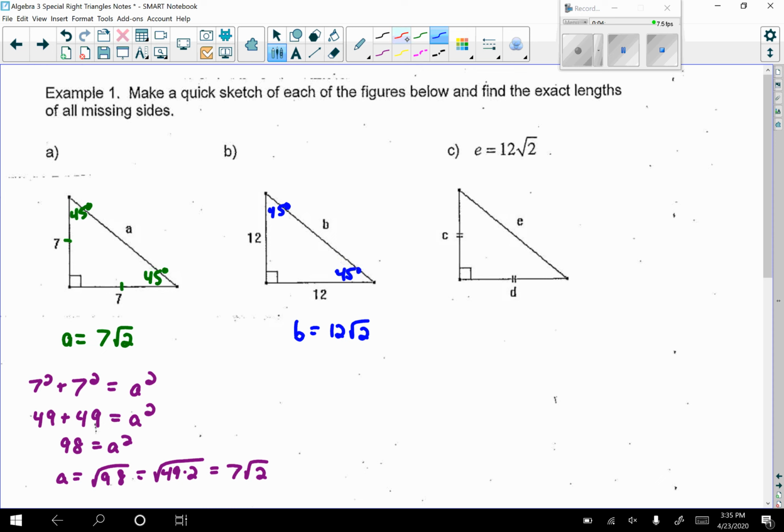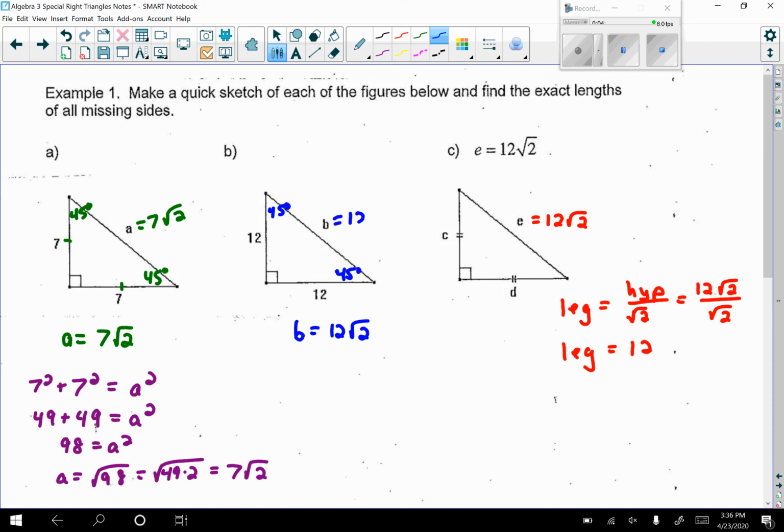Now for C, this is done a little backwards. The hypotenuse is given to us at 12 radical 2. So we're going to say the leg is equal to the hypotenuse divided by radical 2. So in this case, that's going to be 12 radical 2 divided by radical 2. The radical 2's are going to divide out, so this is just telling us that the leg is just 12 units long. Or if you notice, going back to A, this was 7 radical 2, and then look at the leg is 7.